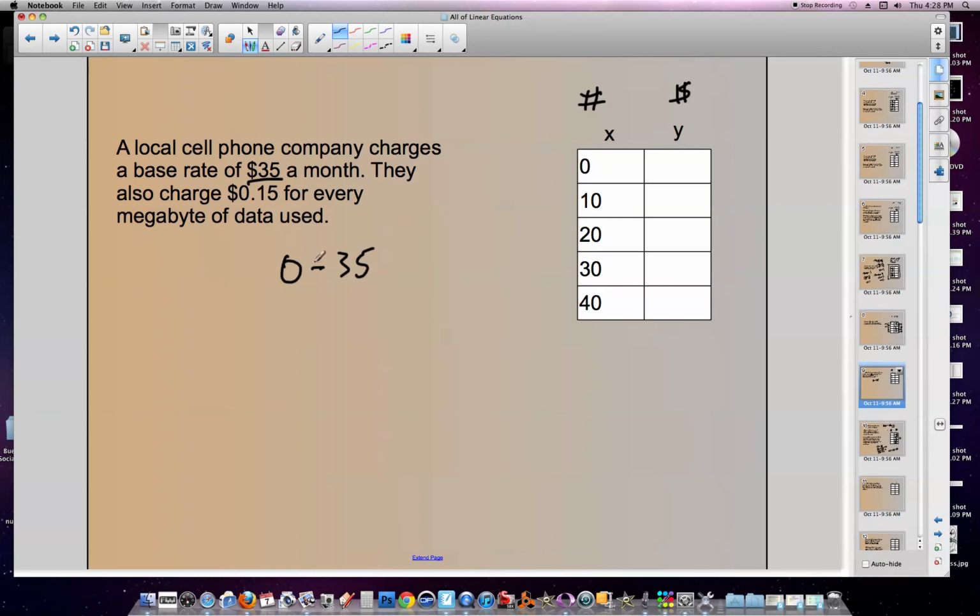So I'm drawing a subtraction sign. We have to add to that the $35 we owe. So $35 is the amount of money we owe.